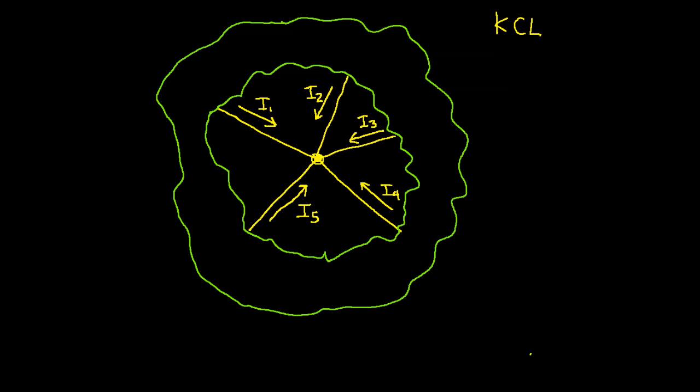The point here is a node in the circuit, and the funny green stuff is what we'll call the rest of the circuit. For Kirchhoff's current law, we don't even care what the rest of the circuit is. All we care about is that it's connected to the node through multiple connections. Kirchhoff's current law works this way.